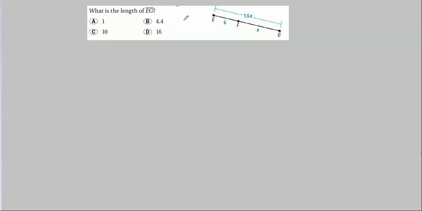Let's pretend we don't know anything at all. How the heck are we going to do this? Well, we have the segment addition postulate once again, which says EG equals EF plus FG. And EG is what? Plus 1.6 times X. That's all we know right now. But what else is it? Well, from the segment addition postulate, we know it is 6 plus X.